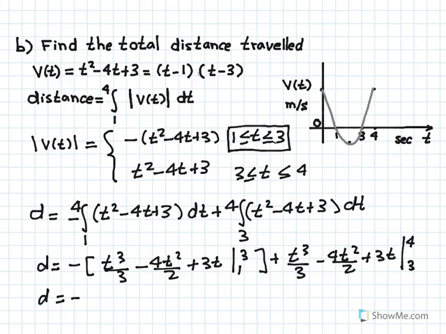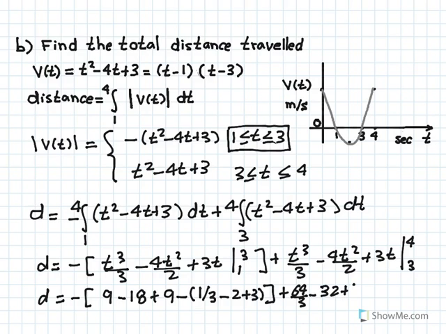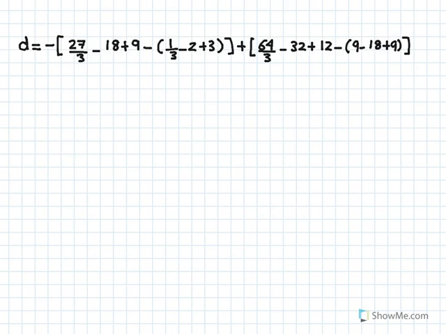And now plugging the upper and lower limit in, we get minus, 3 cubed is 27 over 3 is 9, minus 3 squared is 9 times 2, that's 18, plus 3 times 3 is 9, minus, putting 1 in, we get 1/3, minus 2 plus 3. Close the bracket, plus, put 4 in, we get 64 over 3, minus 4 squared is 16 times 2, that's 32, plus 4 times 3 is 12, minus, put the 3 in, 3 cubed is 27 over 3 is 9, minus 3 squared is 9 times 2 is 18, plus 3 times 3 is 9. Close the bracket. So what we have is this above expression, and we need to simplify it.